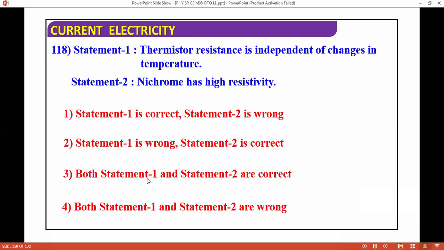Oxford's answer for this question. Thermistor resistance is independent of changes in temperature. No, it will depend. So this is wrong. Nichrome has high resistivity. This is correct. Next, we are moving to the next question.